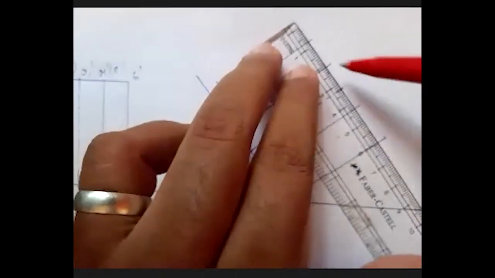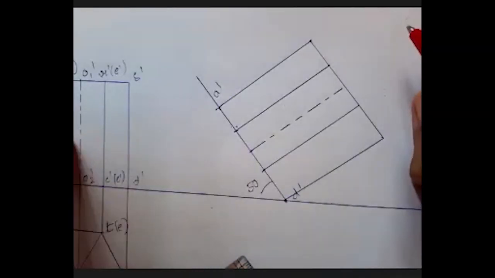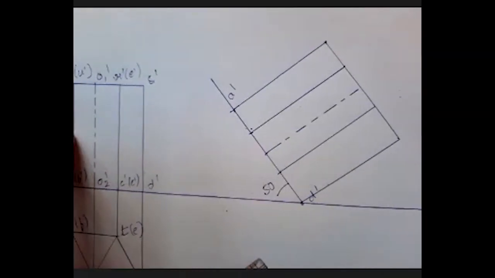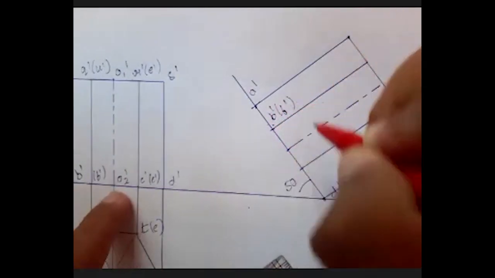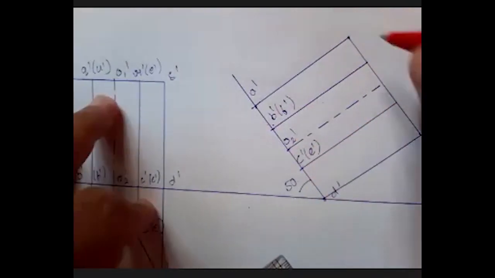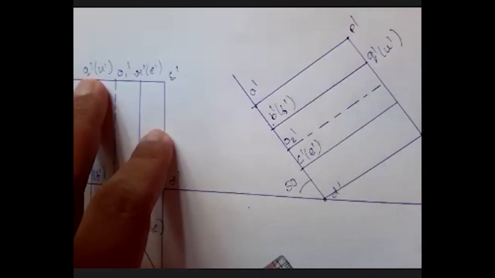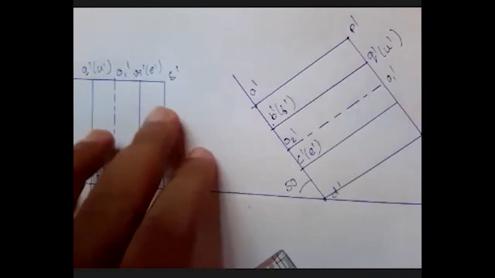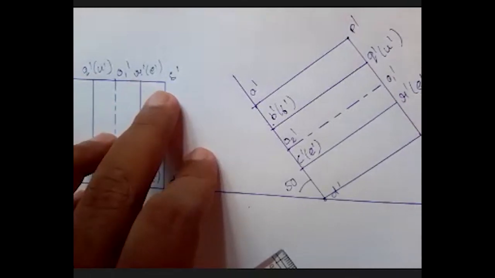Once this is done, I just close this down and do the naming, whatever I have on my front view. So this is B dash, F dash, O2 dash, this is C dash and E dash. This point is P dash, it is Q dash, U dash, O1 dash, and this is R dash into E dash, and this is S dash.